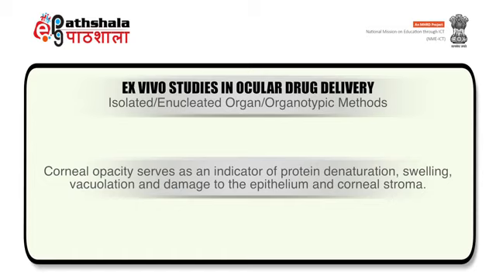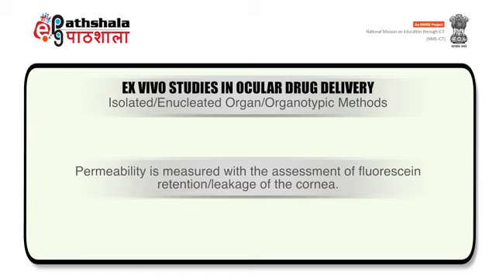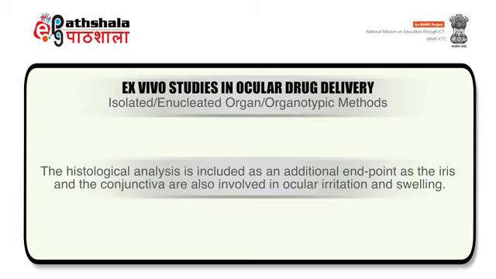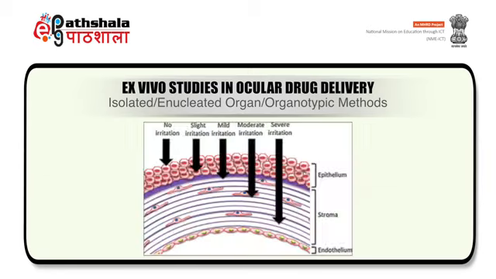Corneal opacity serves as an indicator of protein denaturation, swelling, vacuolation and damage to the epithelium and corneal stroma. Permeability is measured with the assessment of fluorescein retention or leakage of the cornea. The histological analysis is included as an additional endpoint, as the iris and the conjunctiva are also involved in ocular irritation and swelling. The eye irritation is based on the depth of initial injury as shown in the figure and correlates with the extent of cell death and ultimately the outcome of the irritant on an eye.